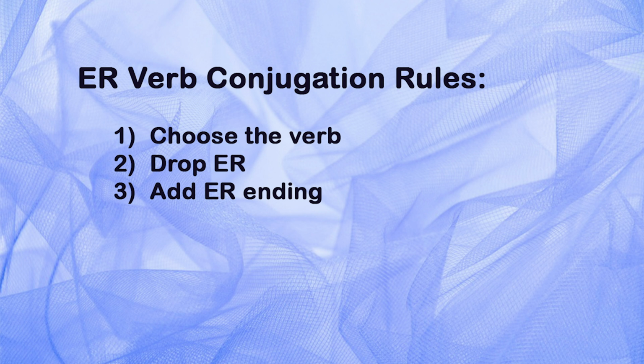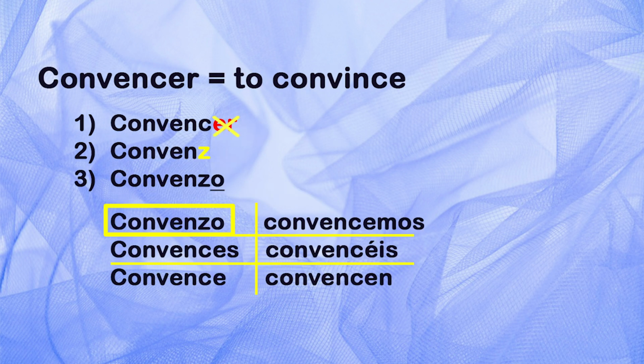The rules for conjugating regular ER verbs are: first, choose the verb you would like to conjugate. Second, drop the ER. Third, replace ER with the corresponding subject pronoun. To conjugate convencer, first, drop ER off of convencer. Second, change C to Z. Third, add O, which is the ending for the yo form.